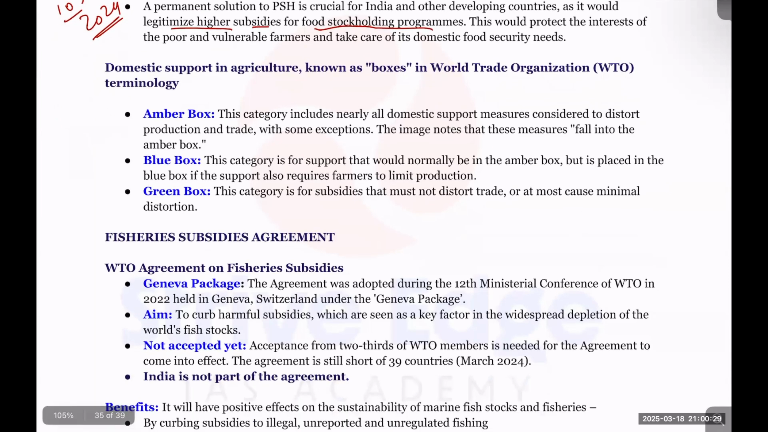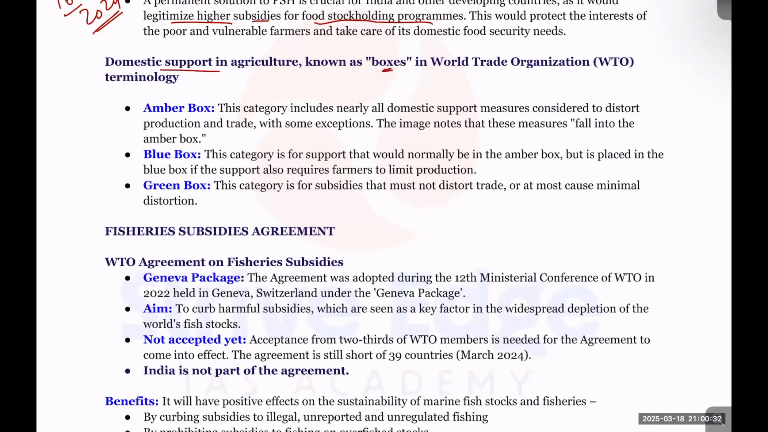Now, domestic support in agriculture, known as boxes, is given in the WTO. You should remember all those three. Amber box is also called the red box, where subsidies are prohibited. This includes all domestic support measures which are considered to distort the production and trade, with some exceptions. And then blue box subsidies are given.